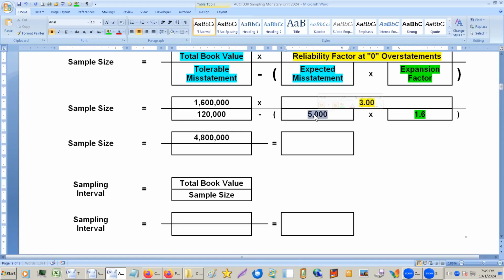For this one, I would multiply this first, and then subtract, take 120 minus whatever this comes out to. So 5,000 times 1.6, whatever that is. 8? It's 8. Yes, the answer is 1,200,000. Yep. This comes out to 8,000. So 120 minus 8,000 is 112.